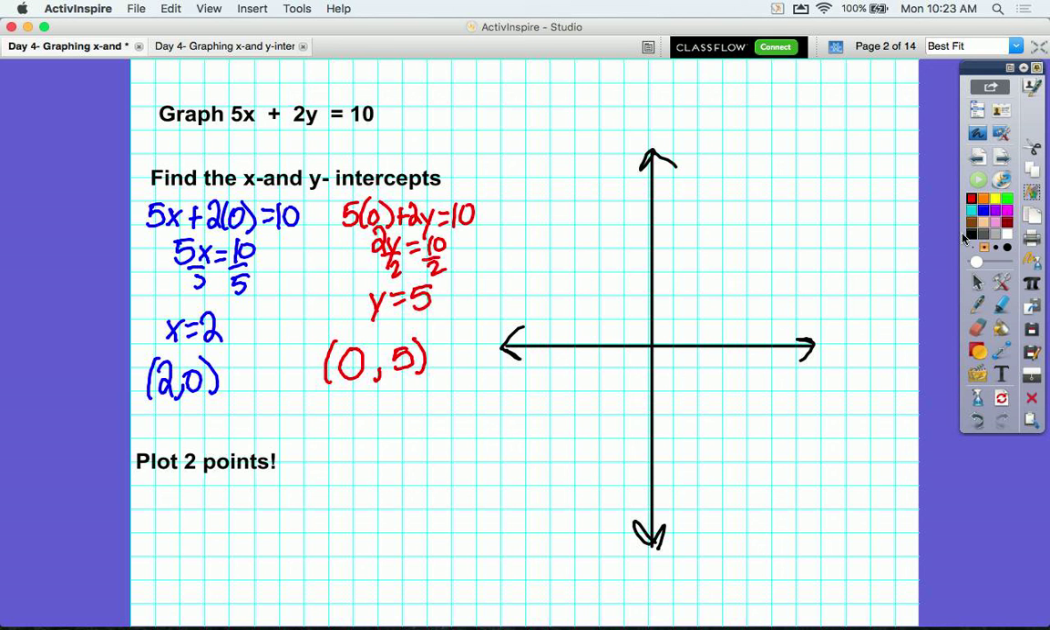Remember, we don't want to get stuck in a situation where we do it the wrong way and go, oh, x is 2, y is 5. That's where I'm going to plot my point. So please, please, please make sure that you do not do that.